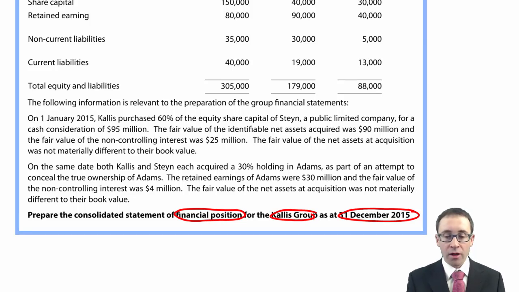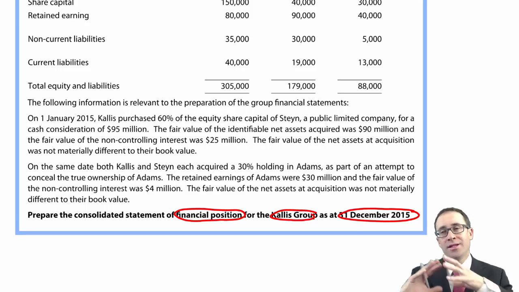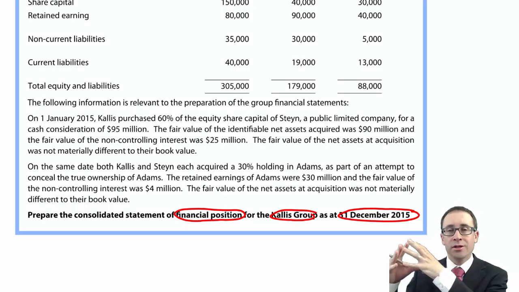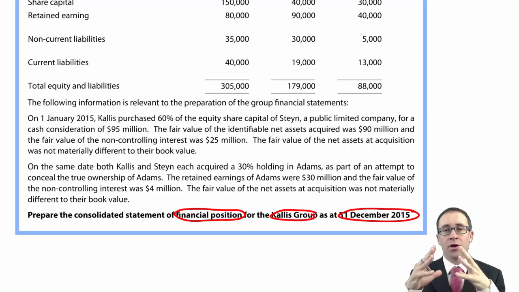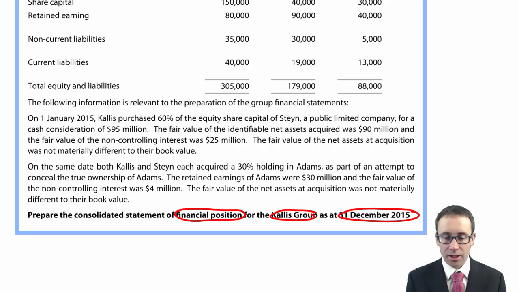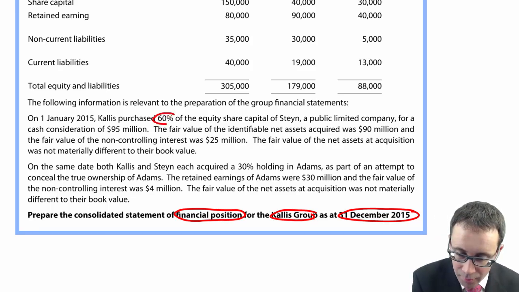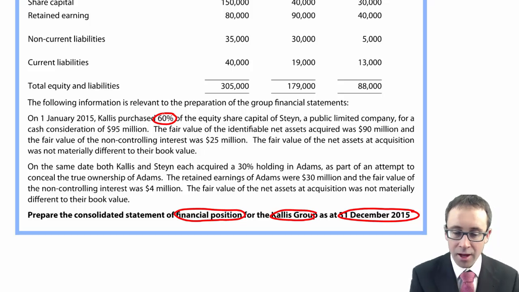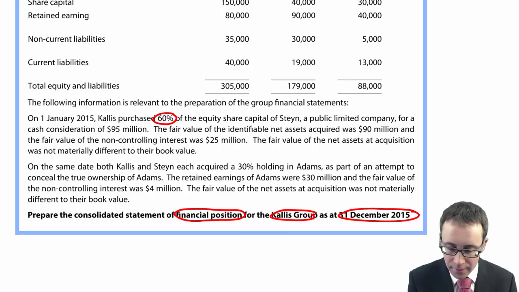Okay. So what we've got there, it says on the 1st of January 2015. So again, the same exam style question. The information at the start of a group SFP question is all about the group structure and helping you with the goodwill and the fair value of the non-controlling interest. Okay, and helping you with the net assets calculations. So it says Callis purchased 60% of the equity share capital of Stain for 95 million. Let's forget about the 95 million.